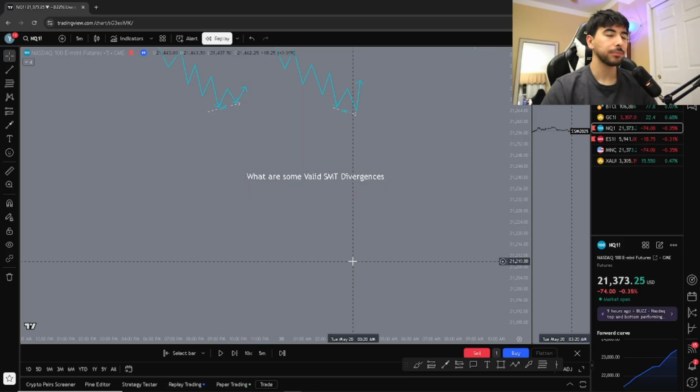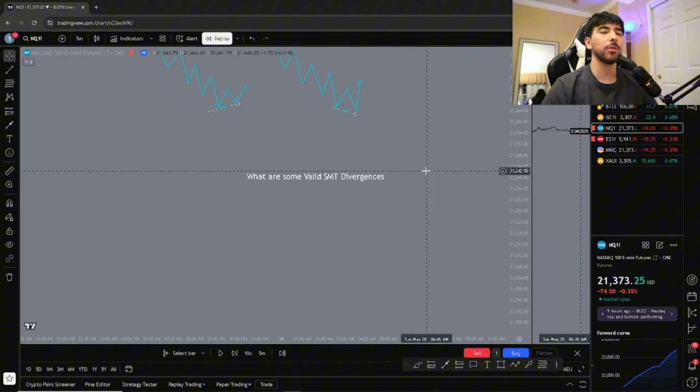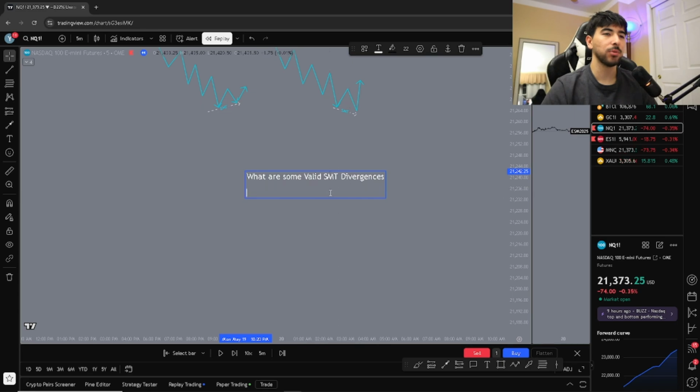All right, now a lot of times you're going to be on the 1 minute time frame, or on the 2 minute time frame, or the 5 minute, and you're going to see so many SMT divergences, and you're going to think each one is valid. But that's not the case, guys, right?